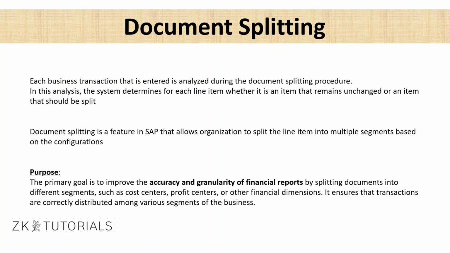The primary goal is to improve the accuracy and granularity of financial reports by splitting documents into different segments such as cost centers, profit centers, or other financial dimensions. It ensures that transactions are correctly distributed among various segments of the business.